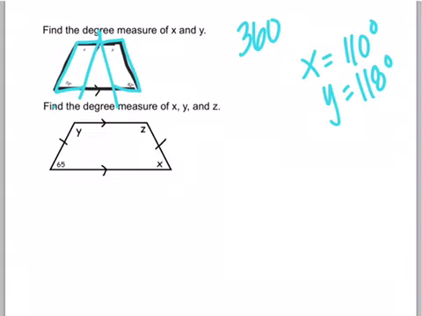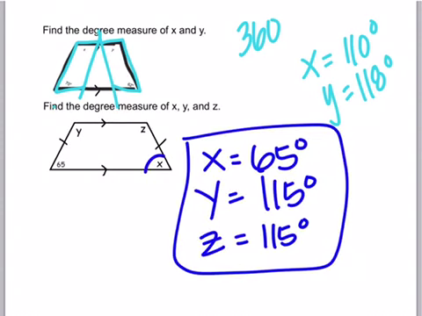Find the degree measure of X, Y, and Z. Pause the video, unpause when you're ready to check. You should have found X was 65, Y and Z were both 115.